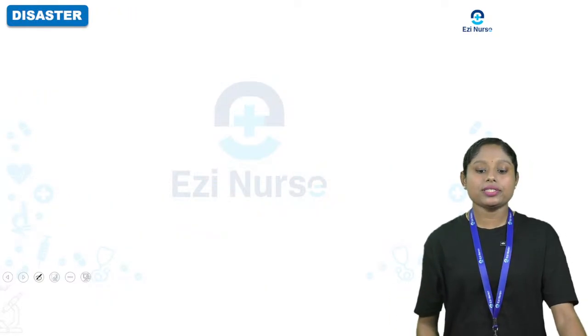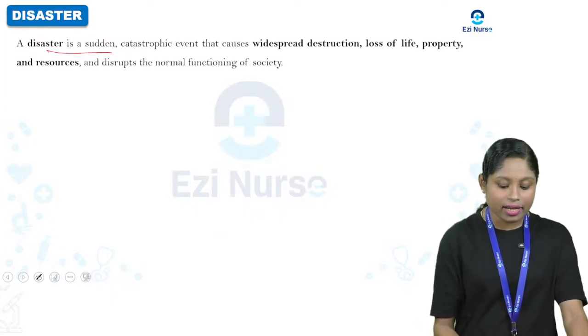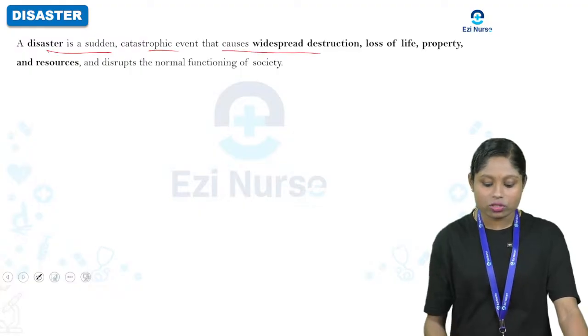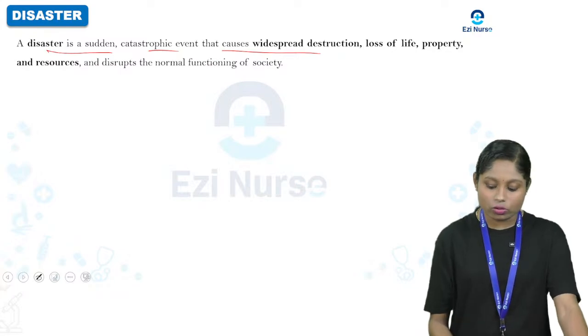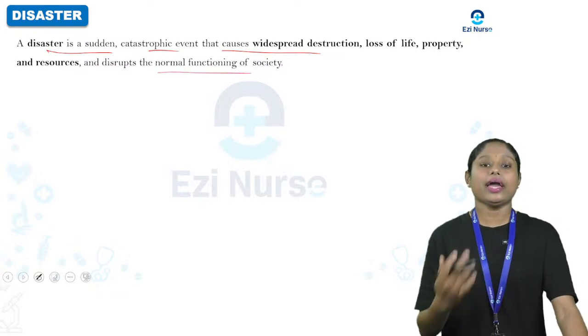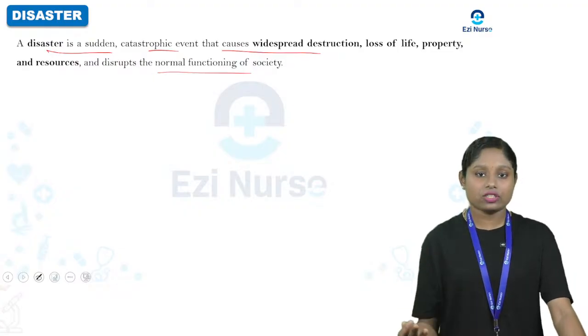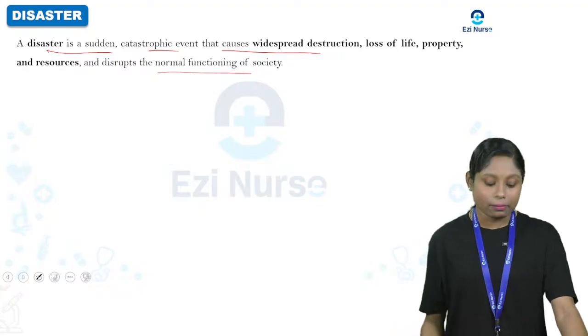Next we are going to discuss disaster. What is a disaster? Here is the definition. It's a sudden catastrophic event that causes widespread destruction, loss of life, property and resources, and disrupts the normal functioning of the society. Examples: heavy floods, tsunami, or earthquake. Those are examples of disaster.